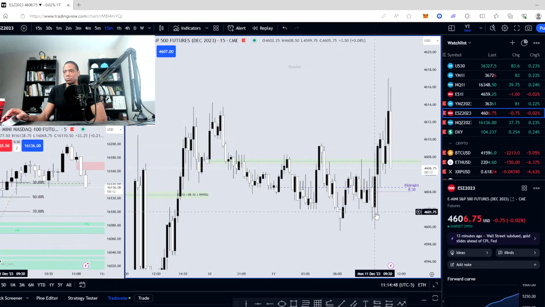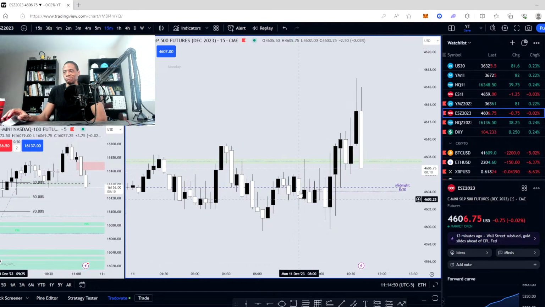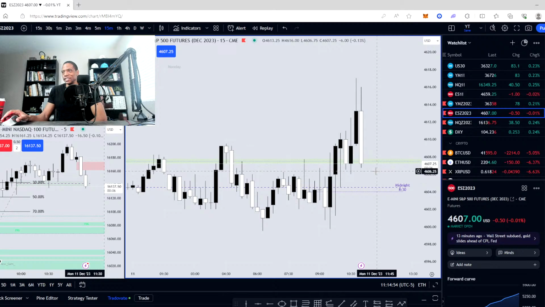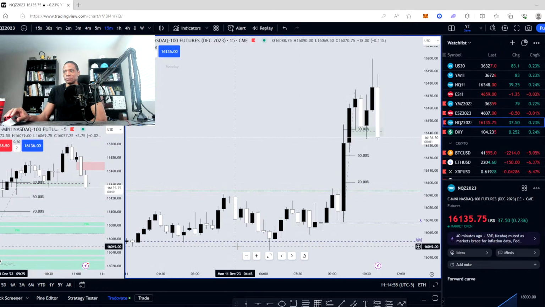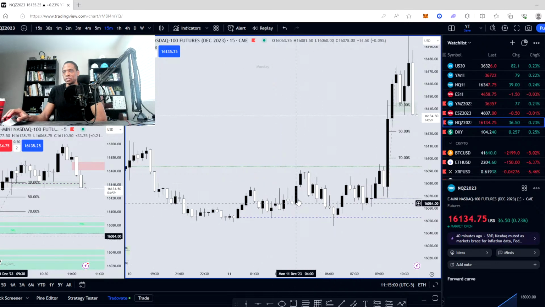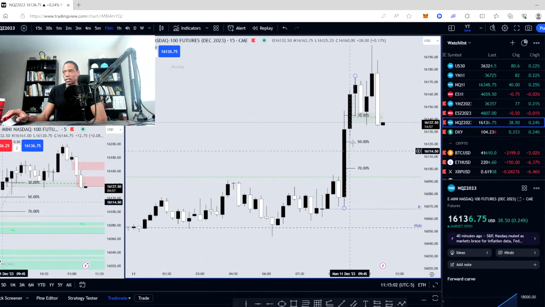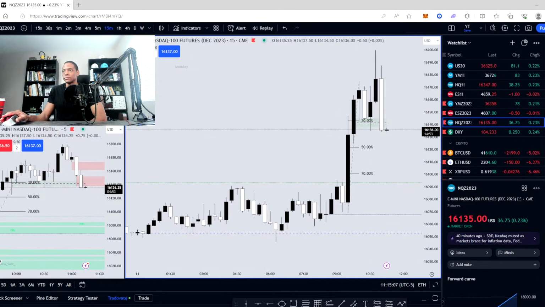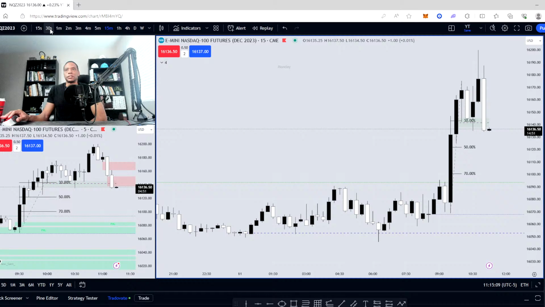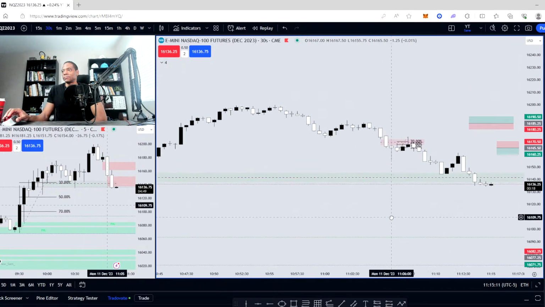Although price action this morning for ES has been all consolidation until the last hour. It made a move up, whereas Nasdaq had a much tighter consolidation and then a larger move. Okay, let's get back down to the 30-second.